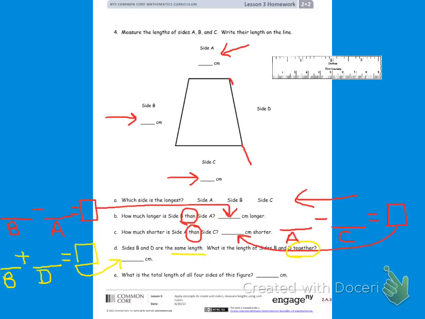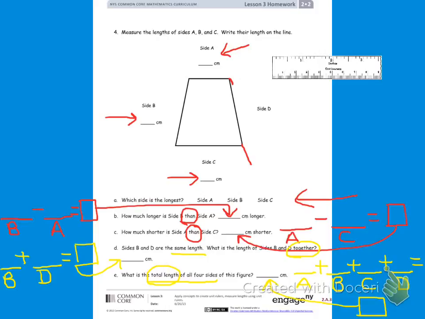Then lowercase e says, what is the total length of all four sides of this figure? Figure means shape. So we'll go ahead and we'll label some lines. Line A's amount will go here. Line B will go here. Line C will go here. And line D will go here. Since they want to know the total length, we're going to go ahead and add them all together and get my answer here. Once I have my answer, I'll record it on that line.